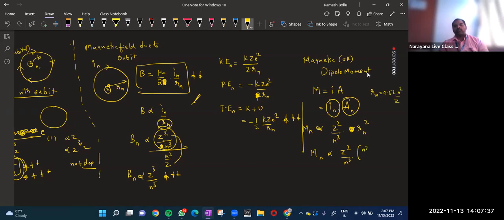So n square by Z whole square. So the magnetic moment of the electron in the nth orbit is proportional to what here? Z square n power 4 divided by n cube into Z square. Z square cancels out. So the magnetic moment of the electron in the nth orbit is proportional to only n. It is not depending on the atomic number. It only depends on the number of the orbit or shell. Is my point clear?